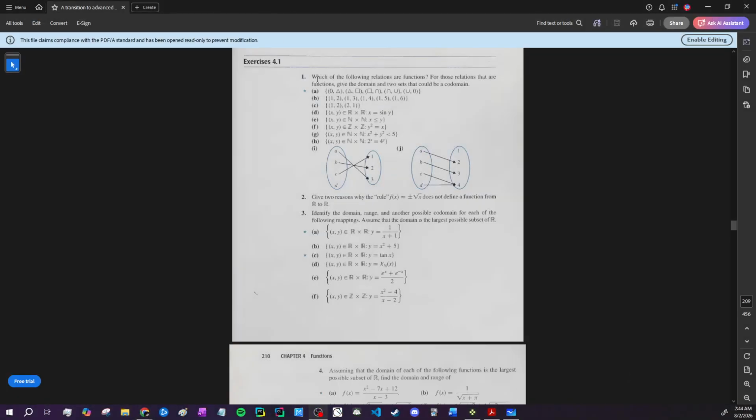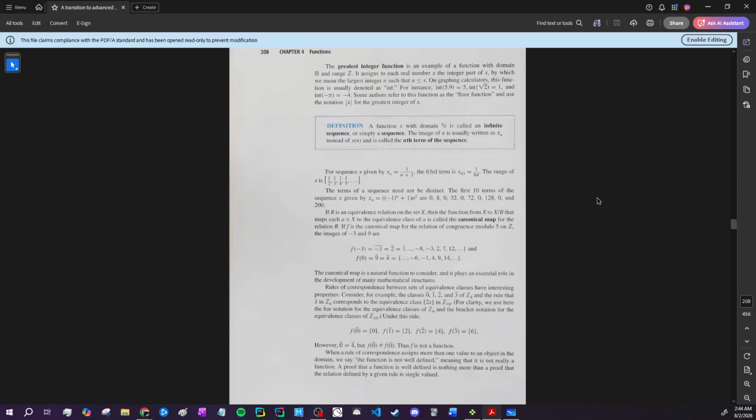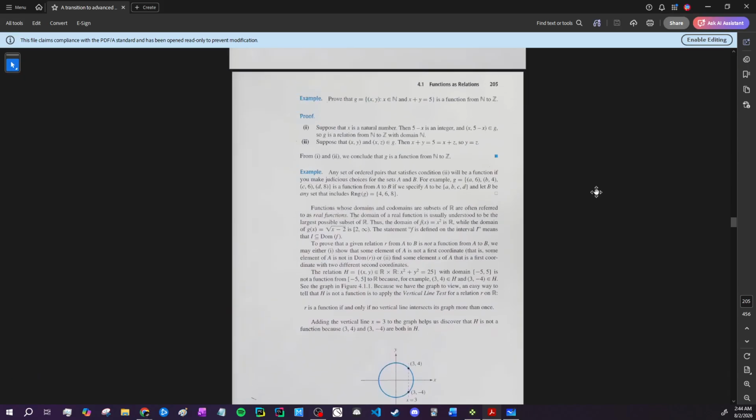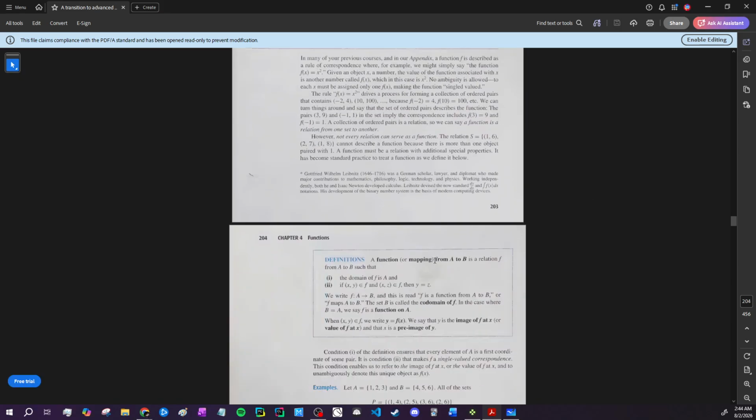So, the first question asks which of the following, looking at here, I'm using 4.1 by the way. This is, I believe, functions as relations. So let's see. A function or mapping from A to B is a relation f from A to B such that the domain of f is A. If (x, y) and (x, z) are in f, then y equals z.